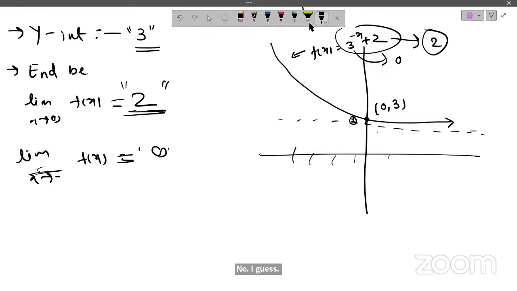No. If x is 0, it is not the maximum value. It is the minimum value. Yeah, minimum, because it cannot go below 2. Minimum value is 2, yes.